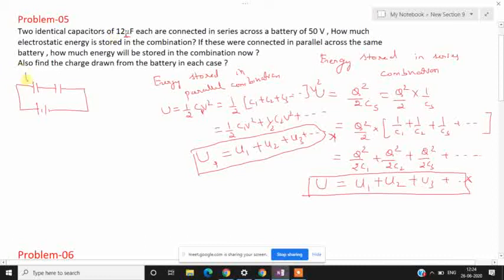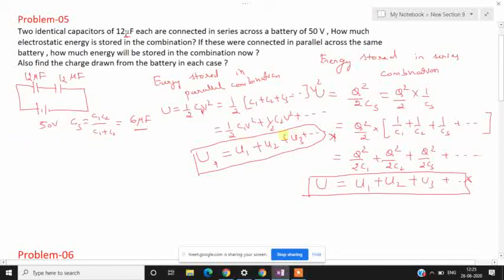So solve it. 12 μF and 12 μF are connected in series with a 50 volt battery. First find out the equivalent capacitance of this combination. This combination becomes 12 into 12 divided by 12 plus 12, so that is 6 μF.